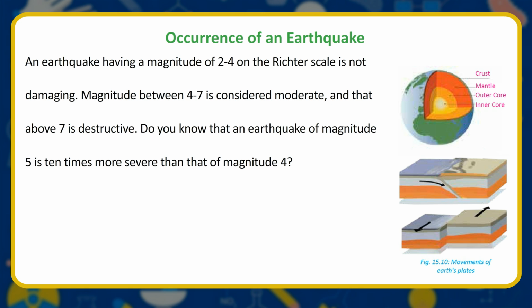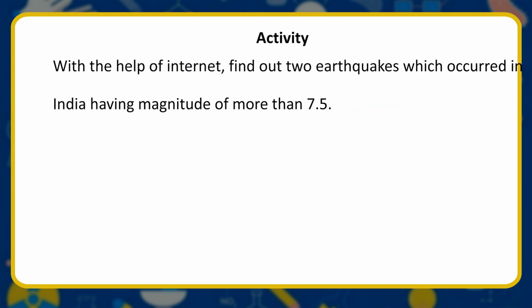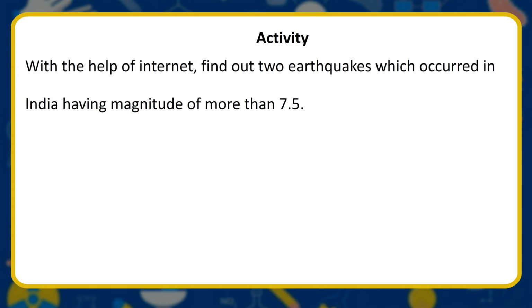An earthquake having a magnitude of 2 to 4 on the Richter scale is not damaging. Magnitude between 4 to 7 is considered moderate, and that above 7 is destructive. Do you know that an earthquake of magnitude 5 is 10 times more severe than that of magnitude 4? Activity. With the help of the internet, find out 2 earthquakes which occurred in India having magnitude of more than 7.5.